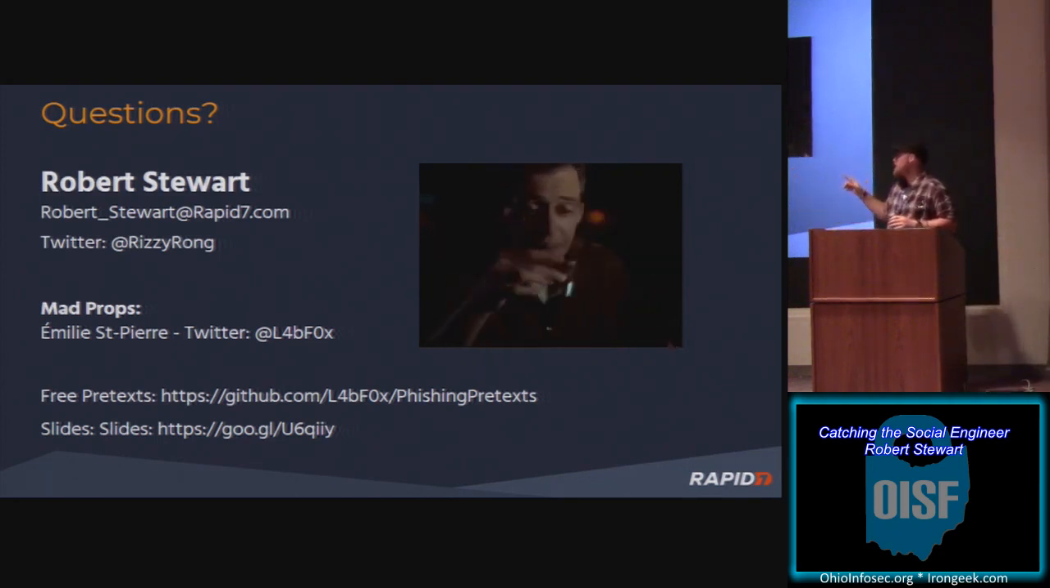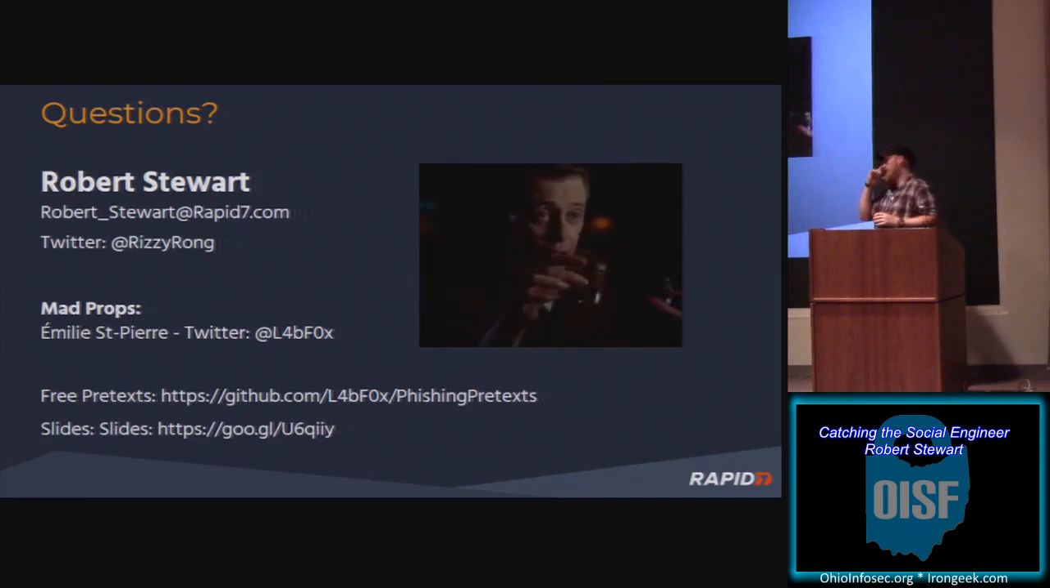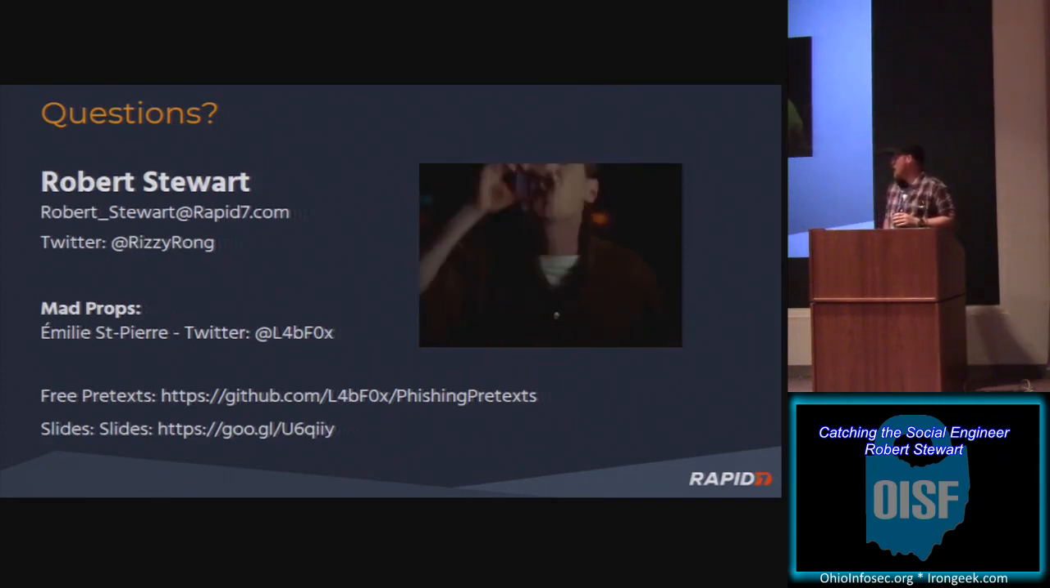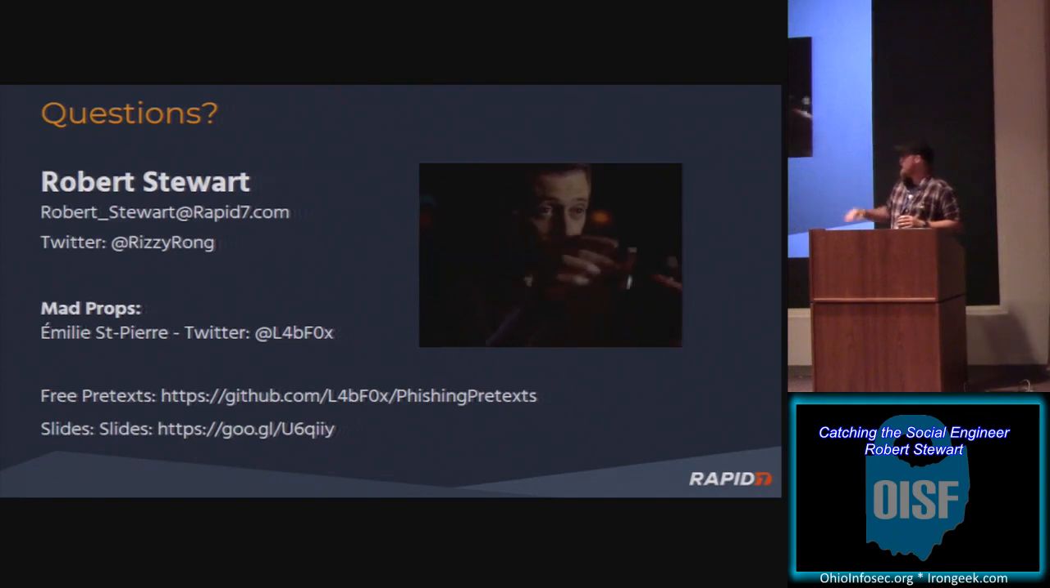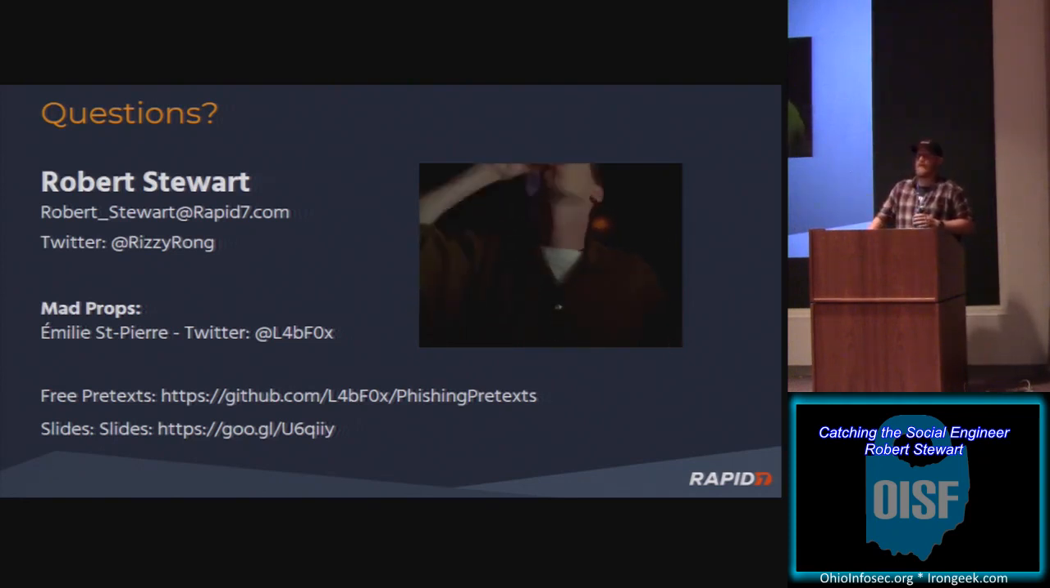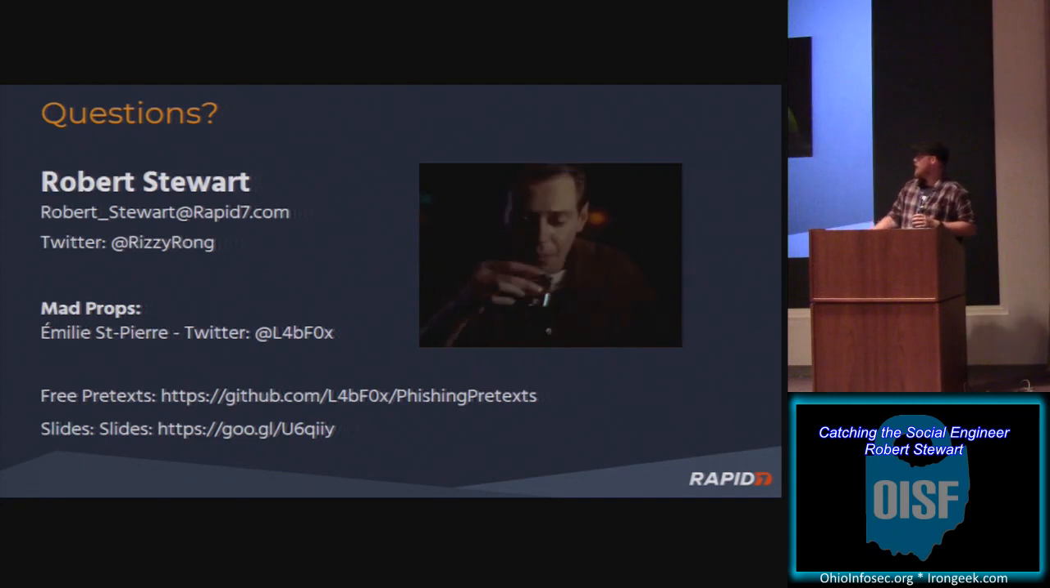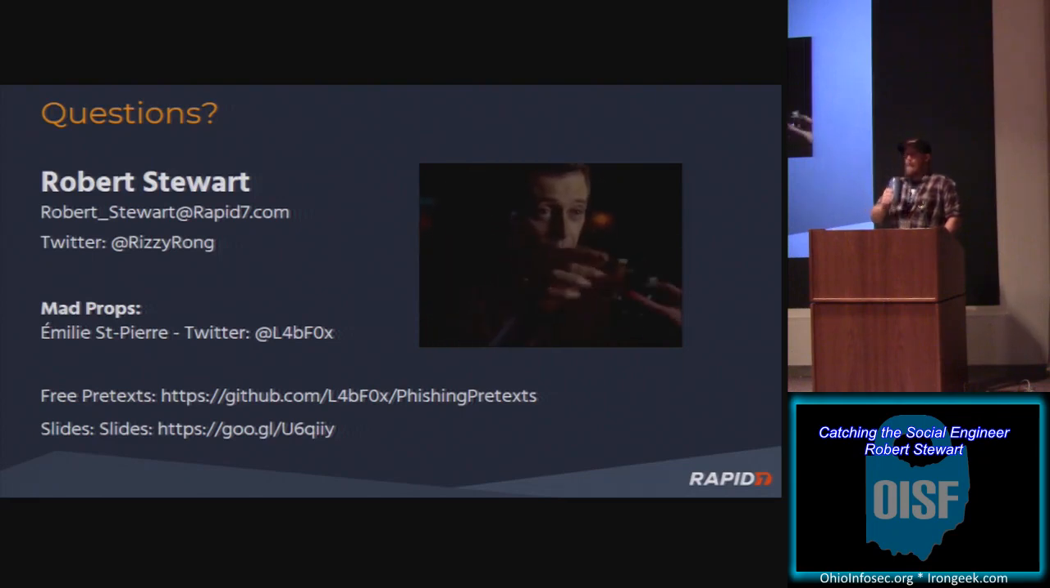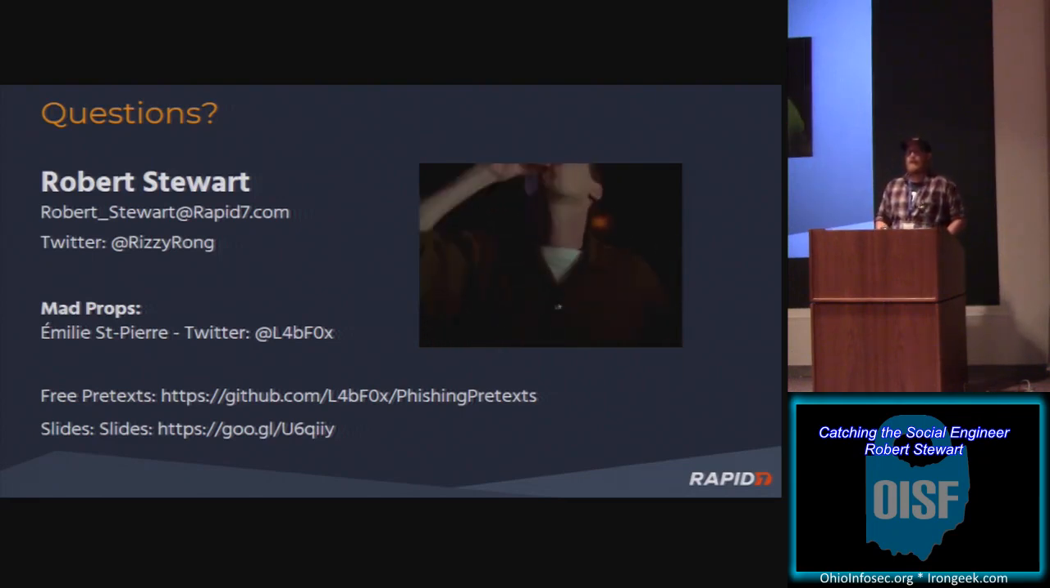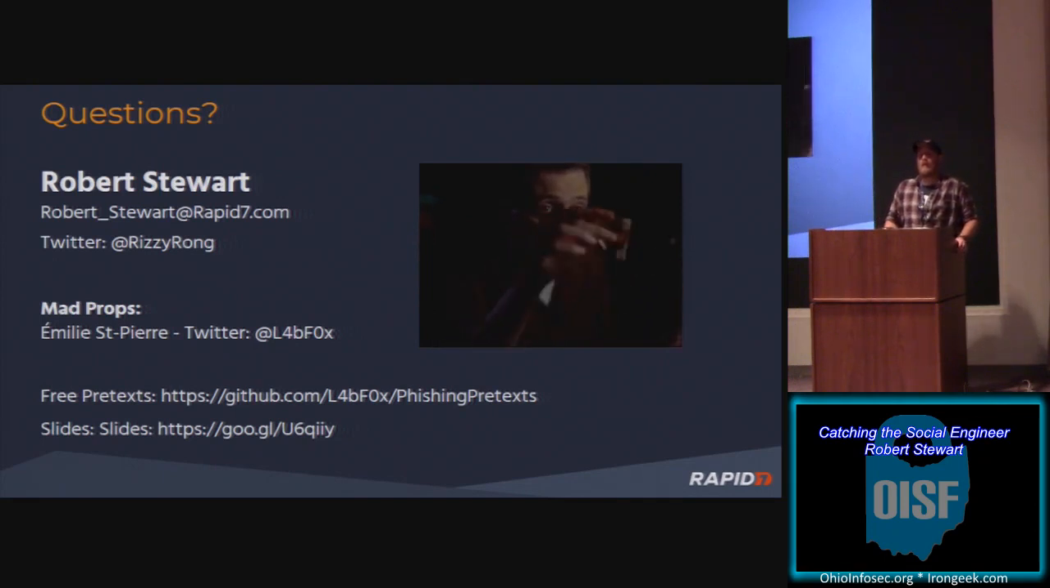So to go along with the past presentation, I've got to give mad props to Emily St. Pierre. She was the coworker I did this last presentation with. She mainly created a bunch of phishing pretexts that you can grab from her GitHub. And if you want slides from that last presentation, it was at the Rhode Island Social Engineer conference. I think it's Layer 8 now. So look that one up. But yeah, that's all I got for you guys.